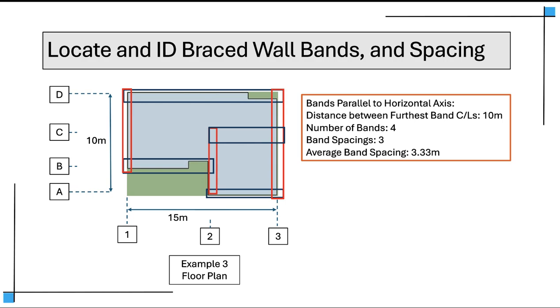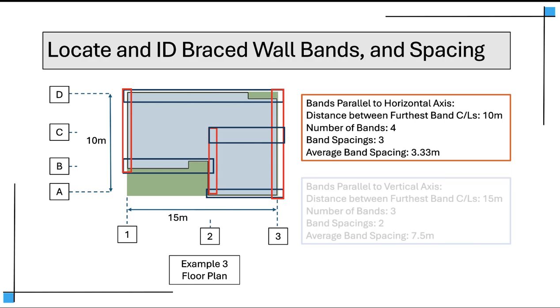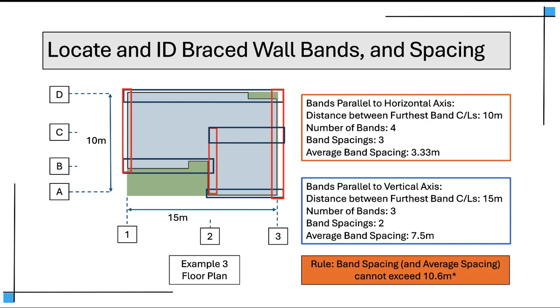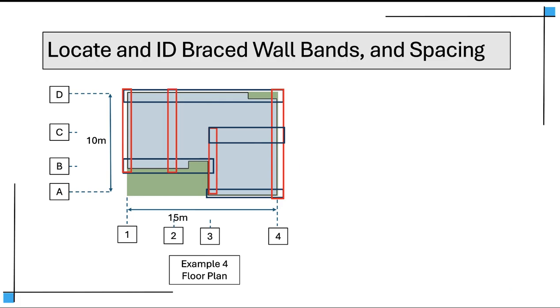Now we still have the same distance between furthest band center lines as 10 meters, but now the number of bands is 4, so the band spacing is 3, and the average band spacing is reduced to 3.33 meters. For the bands parallel to the vertical axes, the distance between the furthest band center lines is 15 meters, the number of bands is 3, band spacing is 2, so the average band spacing is 7.5 meters. And again, just a reminder of that rule, that our band spacing and hence our average band spacing cannot exceed 10.6 meters.